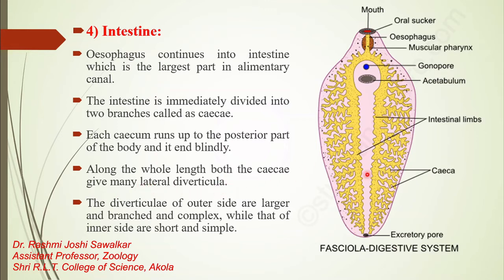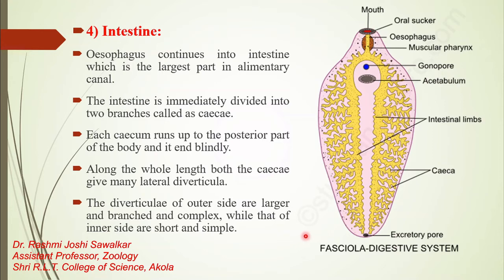Along the length, both the ceca develop small outgrowths, finger-like projections, and those are called diverticula. As these diverticula are present on both the lateral sides of the body, they are called lateral diverticula. The diverticula of the outer side are larger as compared to the inner side, and branched and complex, while those of the inner side are short and simple.